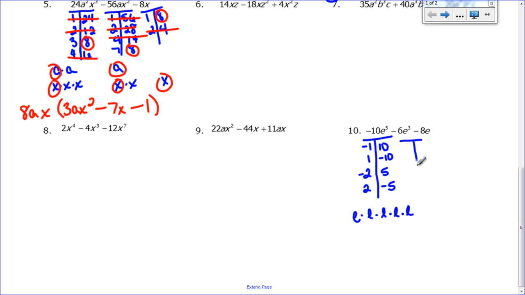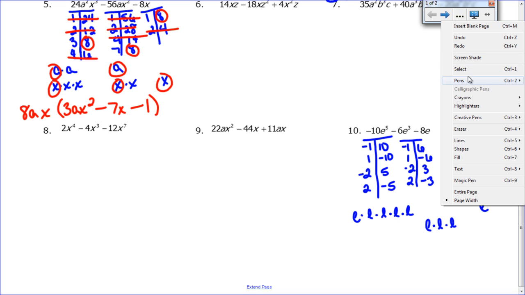And then we'll do the negative 6. So the factors of negative 6 are negative 1 and 6, or 1 and negative 6, and then negative 2 and 3, or 2 and negative 3. And then that one has 3 e's. And then my 8. So my factors for negative 8 are negative 1 and 8, or 1 and negative 8. Negative 2 and 4, or 2 and negative 4, and then it only has one e. So we're going to circle what they have in common.